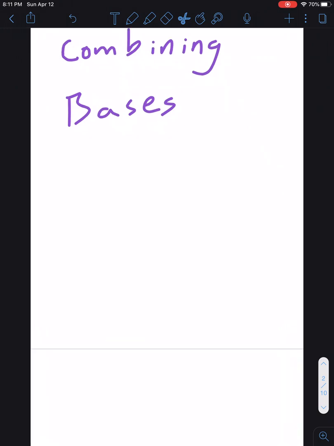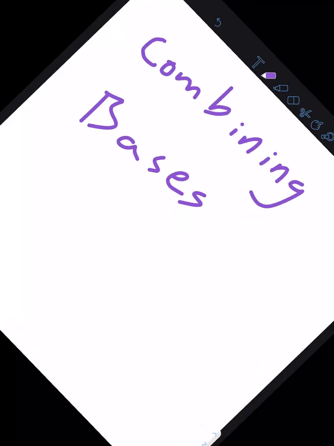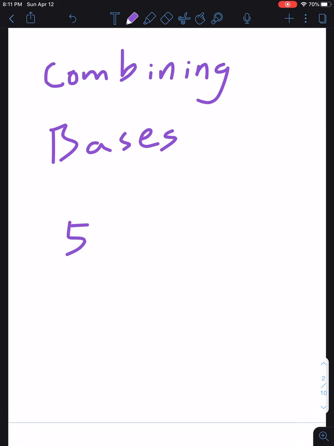Now, today we're talking about combining bases. If y'all are familiar, y'all remember, okay? So, let's say we have this number 5 to the third power. The 3 is the exponent, right? And the 5 is the base, right? So let's say we have 5 to the third times 2 to the third power, okay?